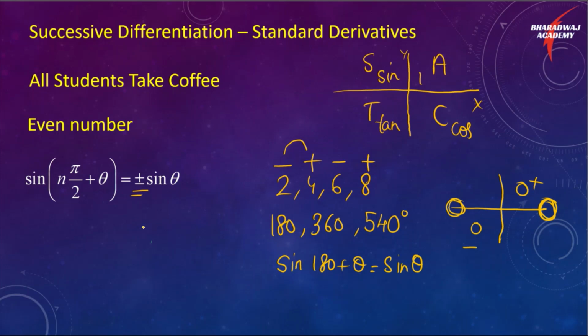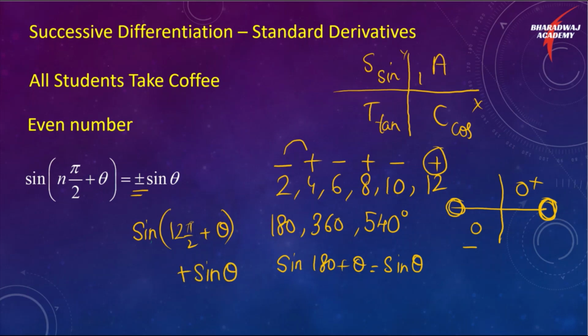A quick example: what is sine of 12 pi by 2 plus theta? Where were we? 8 is positive. Similarly, 10 is negative. 12 is positive. So we have a positive value, and the answer is plus sine theta.